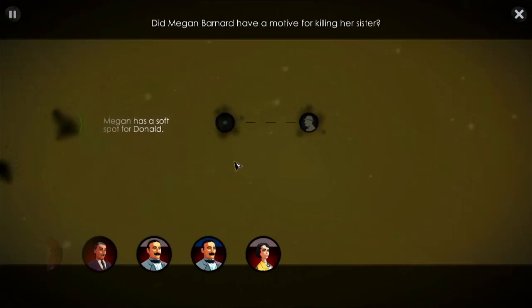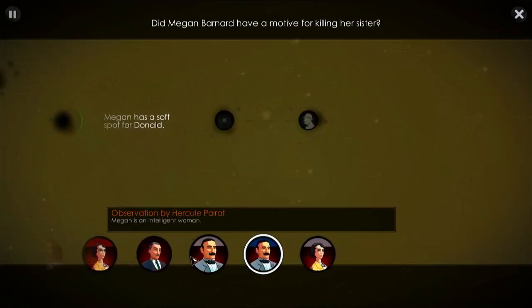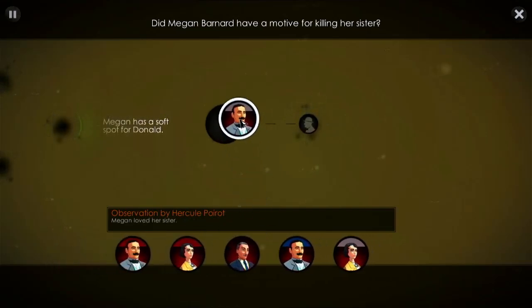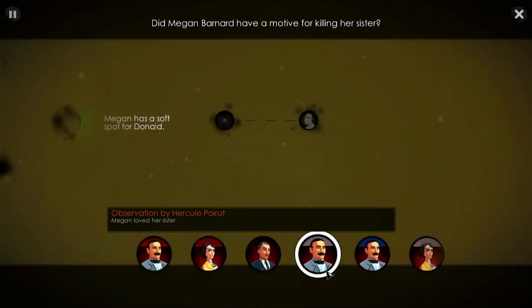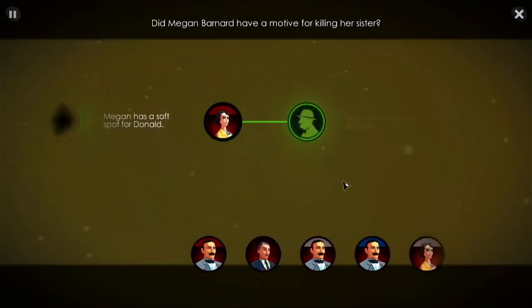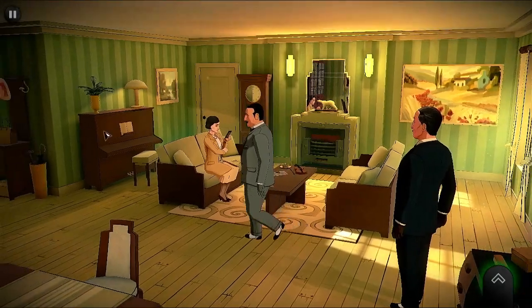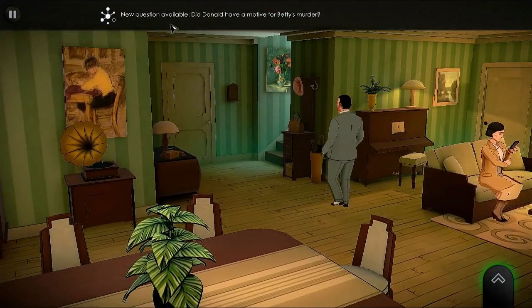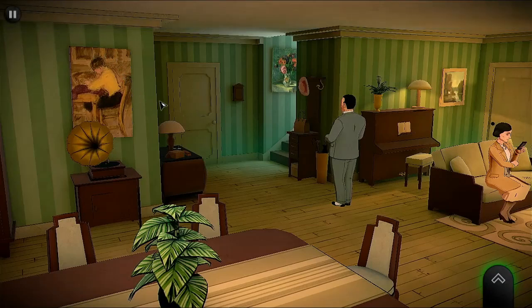Did Megan Barnard have a motive for killing her sister? I'm saying she loved her sister. There we go. What would be her... Seeing other men, maybe? Megan was jealous of Betty. Okay, let's go and speak to Donald.